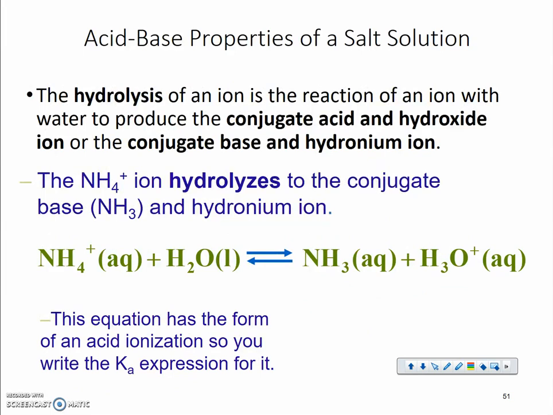In this case, we have your ammonium ion. What it's doing is acting as an acid, donating a hydrogen to water. So one of the products that's formed is your H3O+, which means you have an acidic reaction. So you can write a Ka.